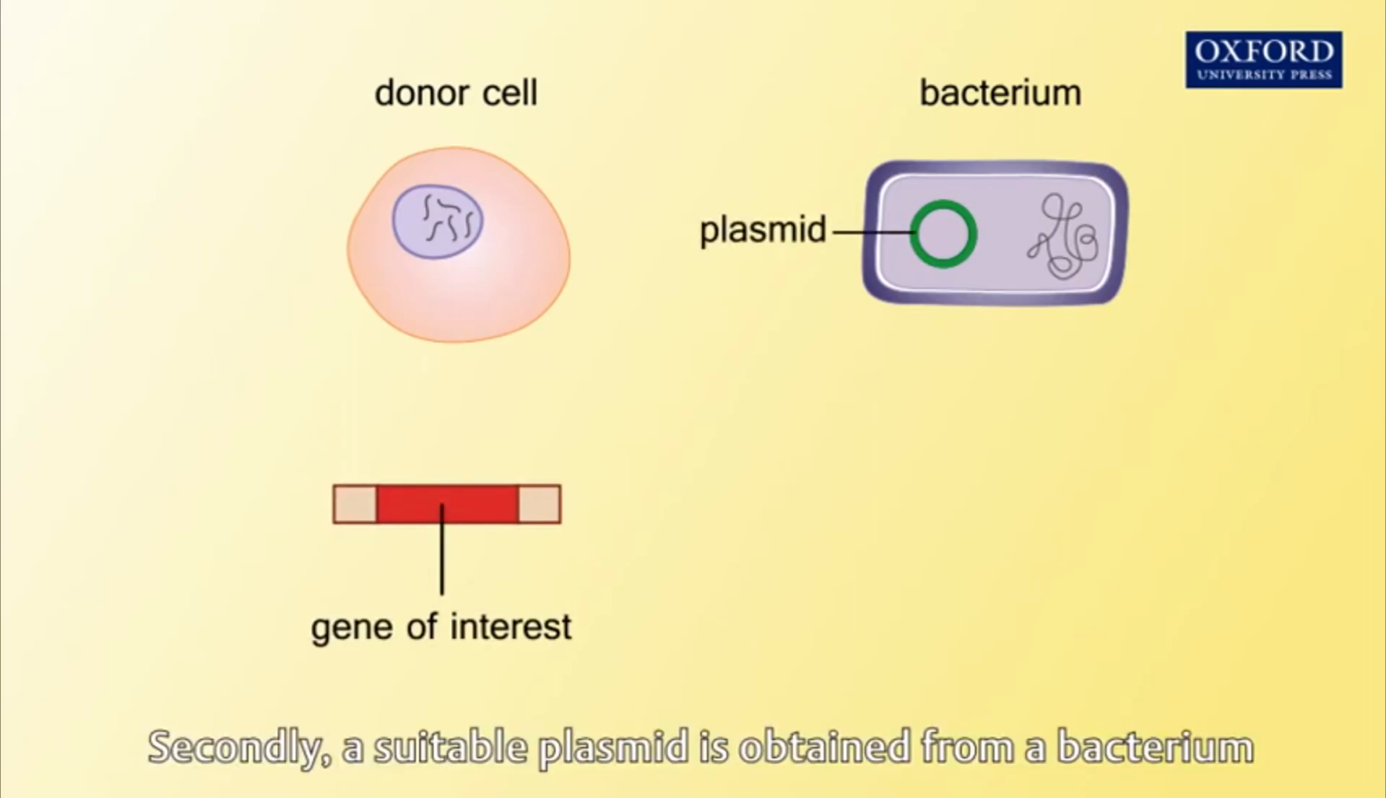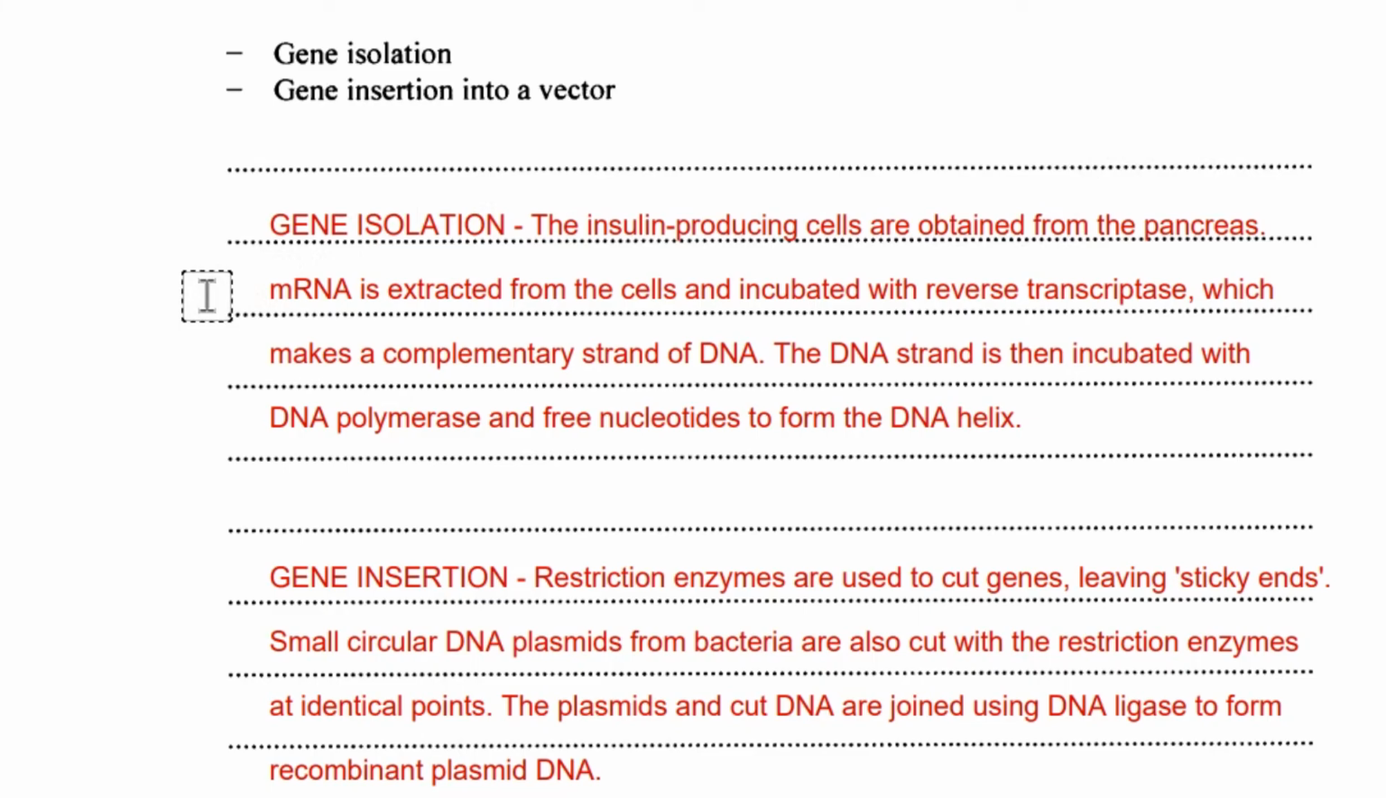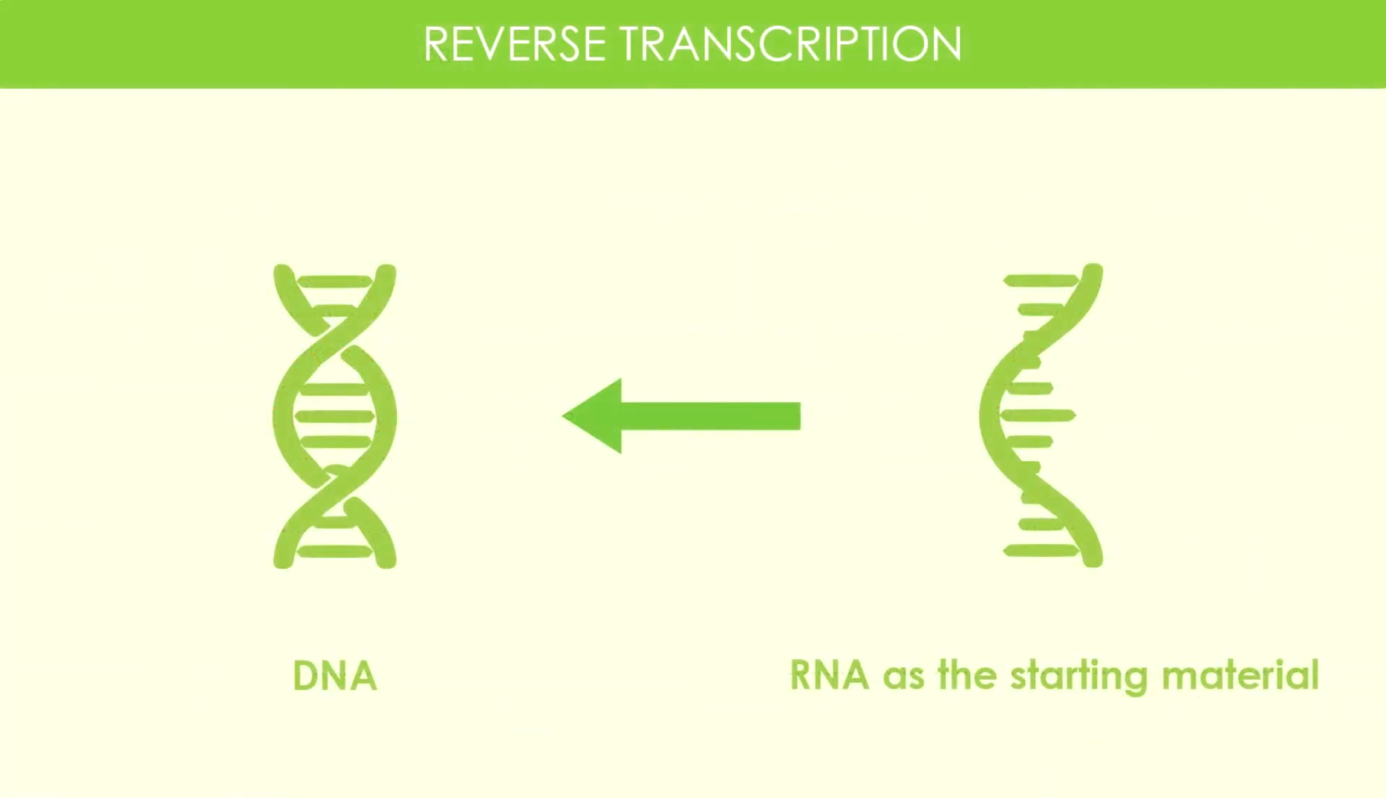If you remember what messenger RNA is, that is the blueprint that is being sent to the ribosomes to make a protein. So this is extracted from the cells and incubated with reverse transcriptase. Reverse transcriptase is an enzyme that is going to convert the RNA to build a complementary strand of DNA. So remember, transcription was using DNA to build RNA. Reverse transcription is using RNA to build DNA.